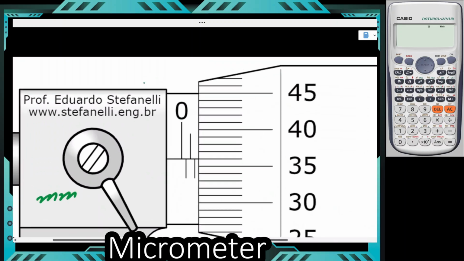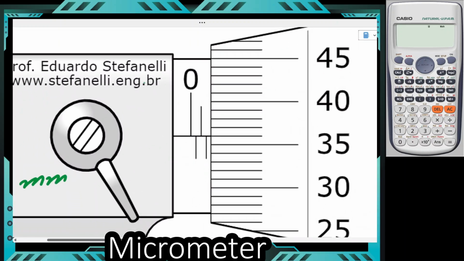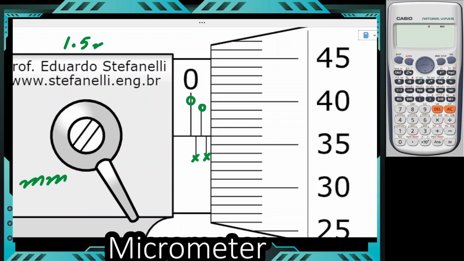So if I zoom it in, like over here, this line is representing 0. Then this one below represents 0.5. So 0, 0.5, 1, 1.5. So 1.5 millimeters is covered on the main scale. That's your main scale reading, 1.5 millimeters.